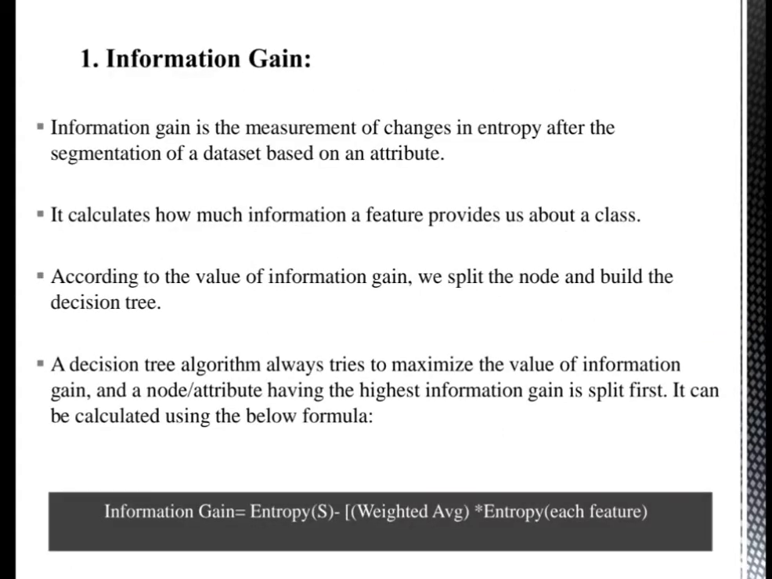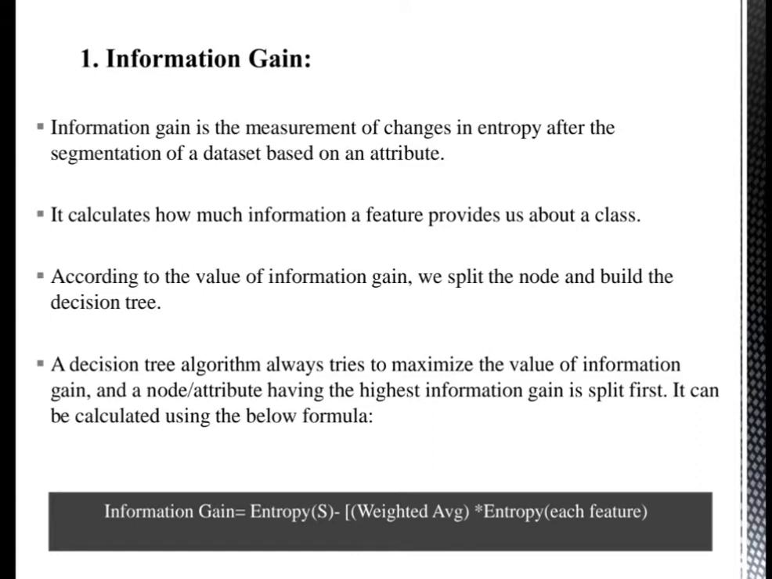Information gain. Information gain is a measurement of changes in the entropy after the segmentation of a dataset based on an attribute. It calculates how much information a feature provides us about a class. According to the value of information gain, we split the node and build the decision tree. A decision tree algorithm always tries to maximize the value of information gain, and a node or attribute having the highest information gain is split first. It can be calculated using the below formula: information gain equals the entropy of S minus the weighted average times the entropy of each feature.